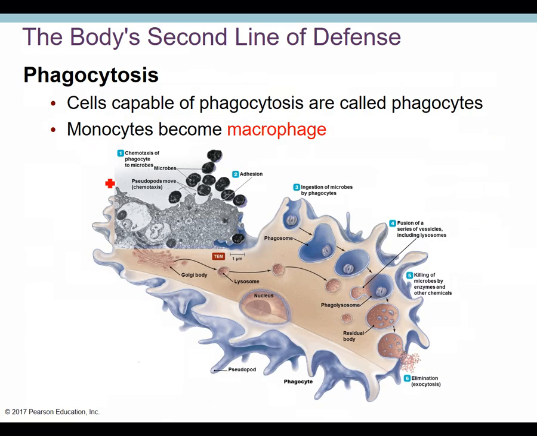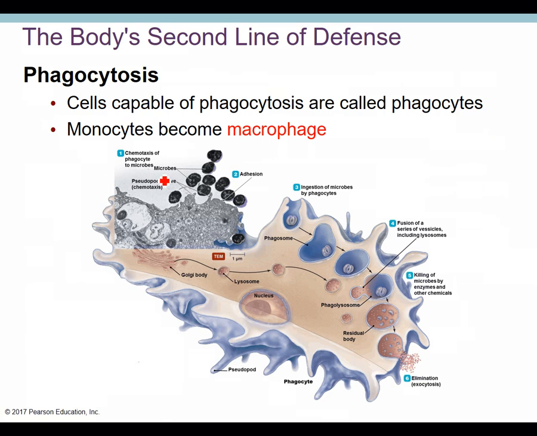Now, just to review, like we said, phagocytes are cells capable of phagocytosis, and so you have several types of white blood cells that can do phagocytosis. One of them is called the monocyte. When a monocyte leaves the blood vessel, it becomes what we call a macrophage. And a macrophage is a cell that does phagocytosis.